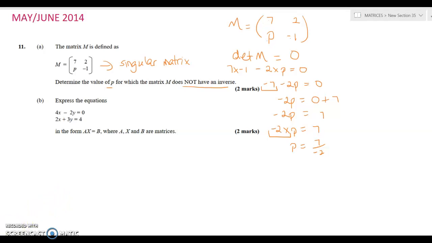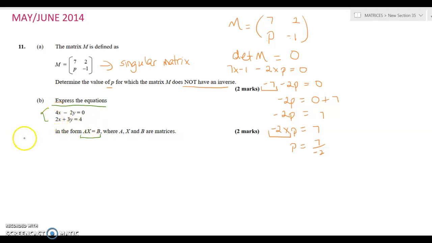And part b, they said express the equations, these are the equations, in the form AX equals B, where A, X and B are matrices. Now, read carefully, they said express the equations in the form AX equals B, not solve for x and y. So this is all they wanted you to do.